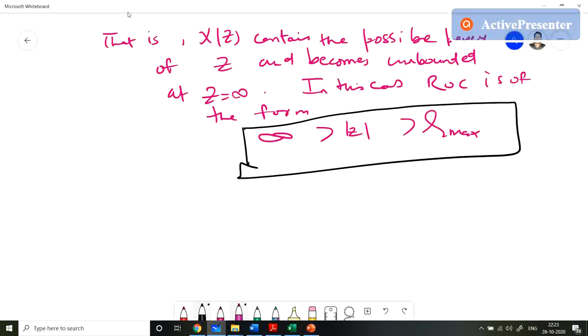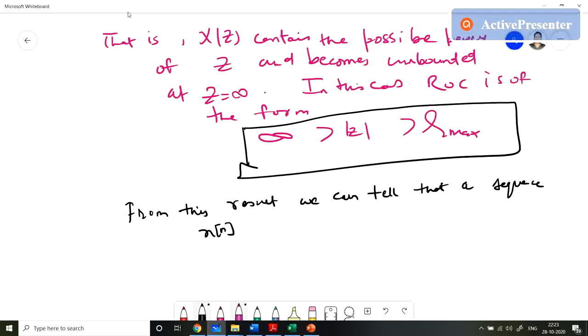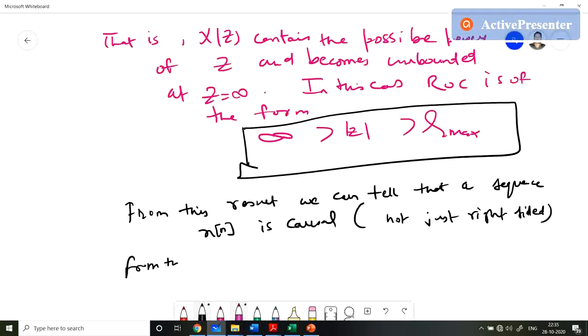So from this result we can tell that a sequence x[n] is causal, and not just right-sided, from the ROC of X(z), if z equal to infinity is included.